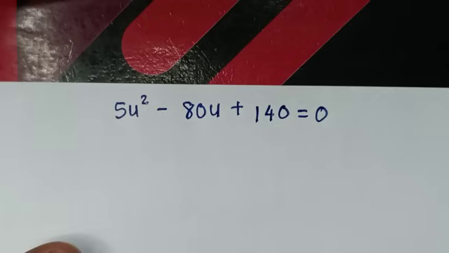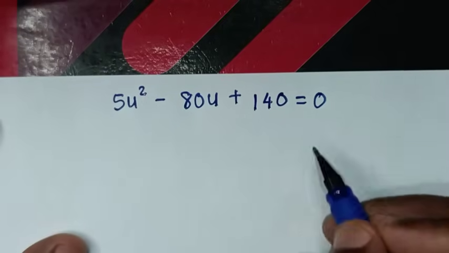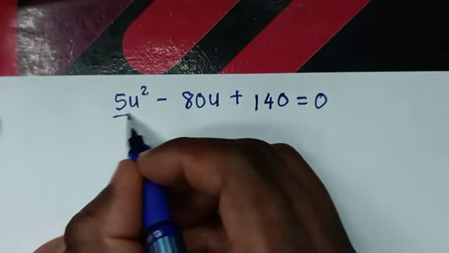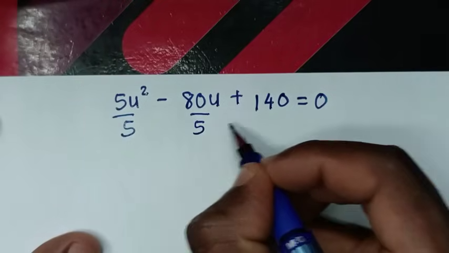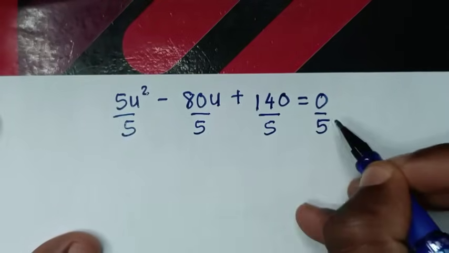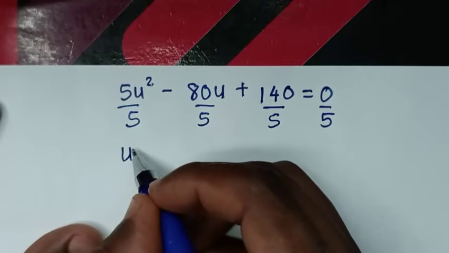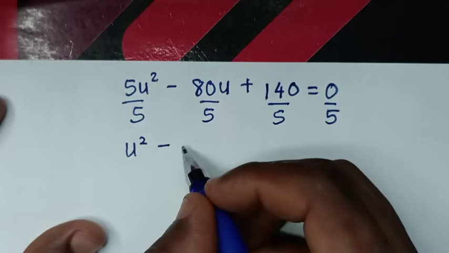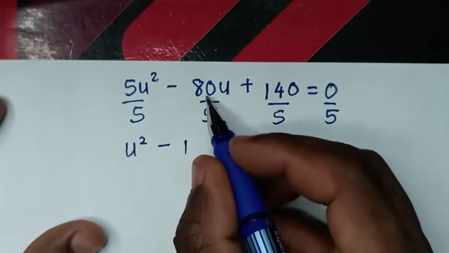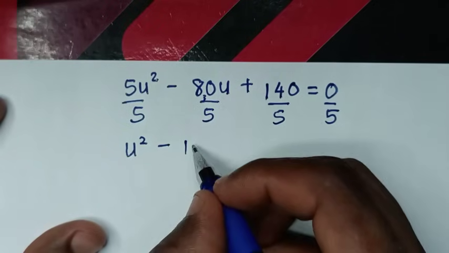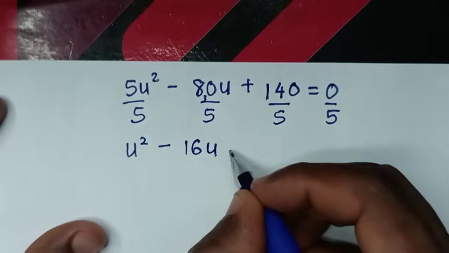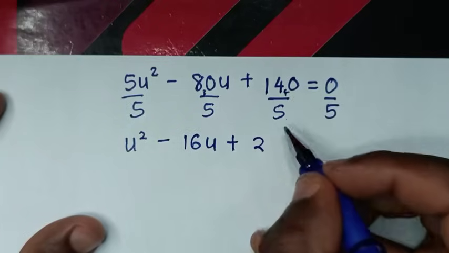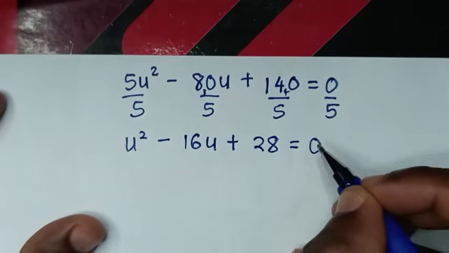Now from this quadratic equation, it is divisible by 5, so we'll divide by 5 on both sides. So this divided by this is u squared, minus 80u divided by 5 is 16u, then plus 240 divided by 5 is 48, is equal to 0.